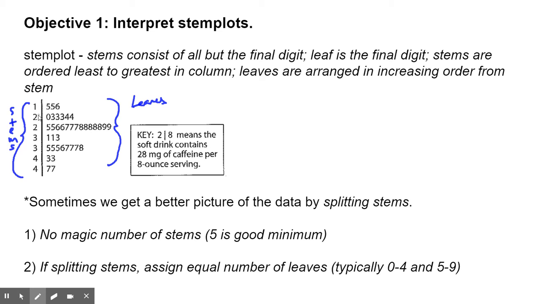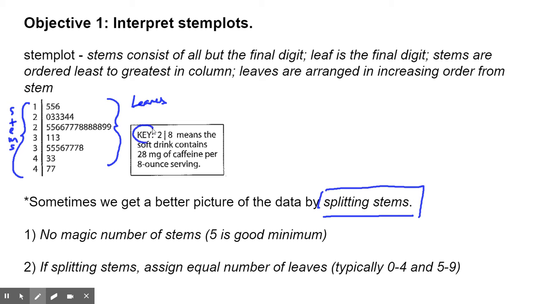Notice that these have a couple repeating stems. This is an example of split stems. We'll talk about splitting stems down here. Sometimes you do that, sometimes you don't. It's just to avoid, like, this 2 would be super long and huge. So it's just a way to avoid even longer lines of leaves. And the leaves, notice, go from least to greatest going out.